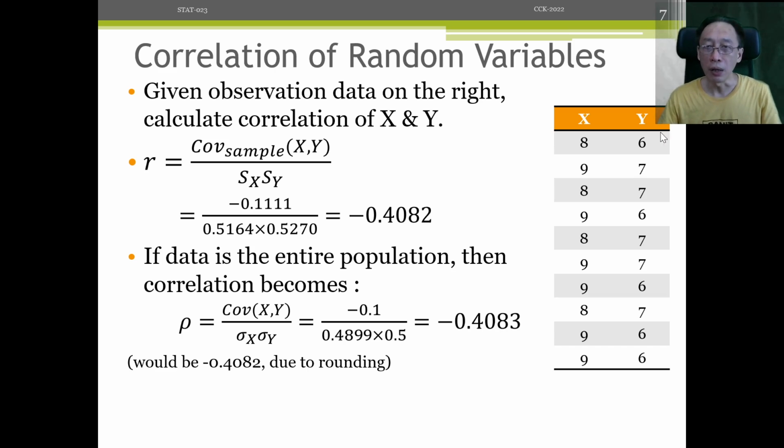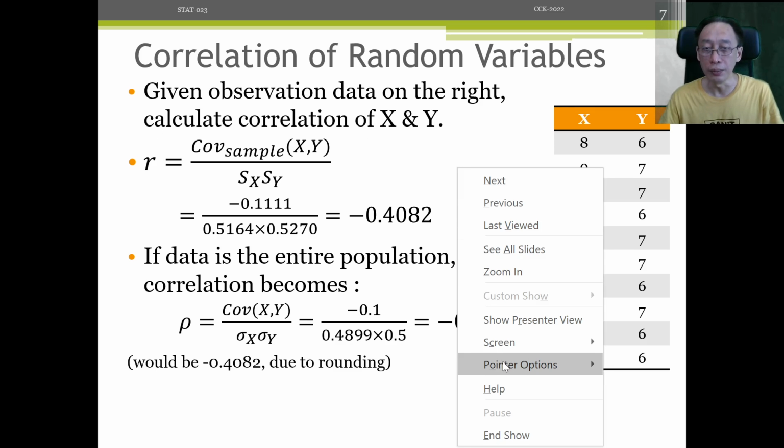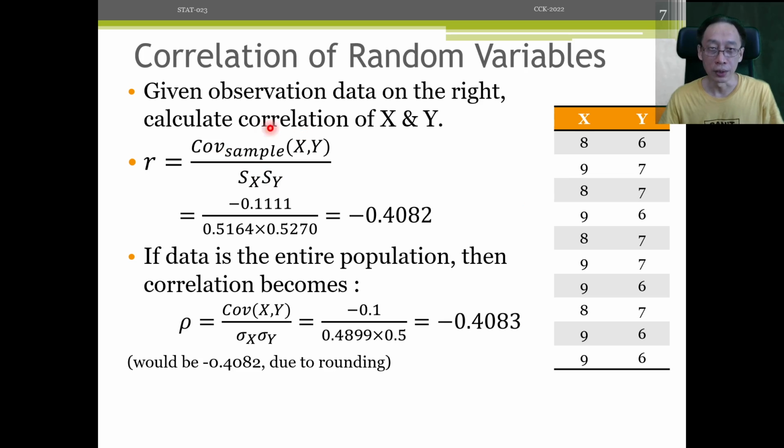So let's say we are given a set of samples. There are 10 pairs of measurements x and y. So it's pretty much the same data as we saw in our covariance example just now, and intentionally so, because as we see in the definition of correlation, it is defined in terms of covariance. All right, so the sample correlation is the sample covariance divided by the sample standard deviation of x and the sample standard deviation of y.